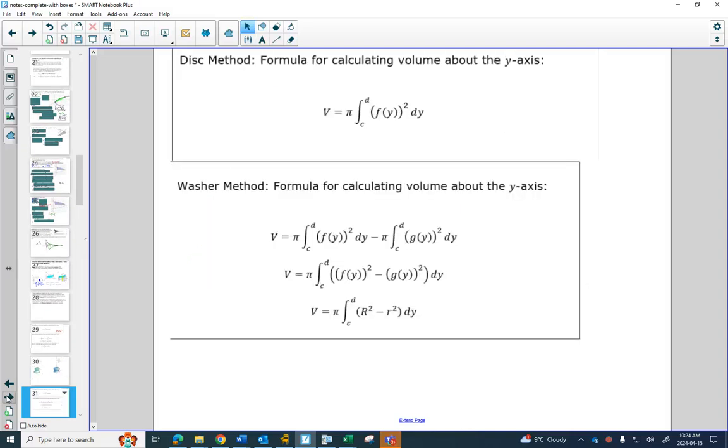We use A and B when we find our x-coordinates. When we're partitioning the x-axis. When we're partitioning the y-axis, we like to use C and D, just so we're saying we're using new letters. But the idea is exactly the same. And you can do the outer radius minus the inner radius as well.